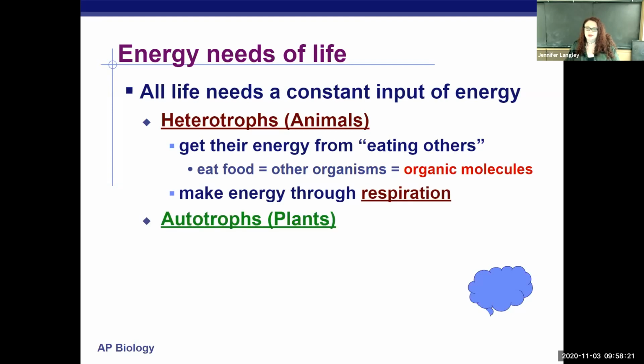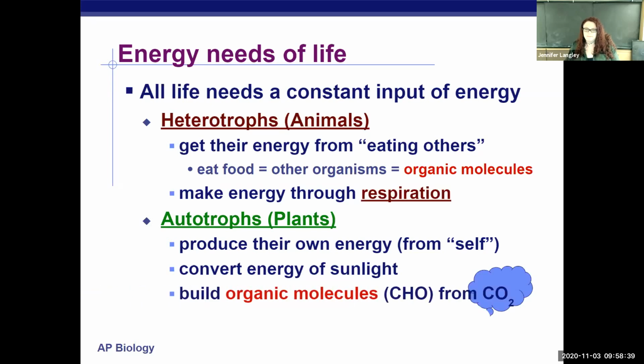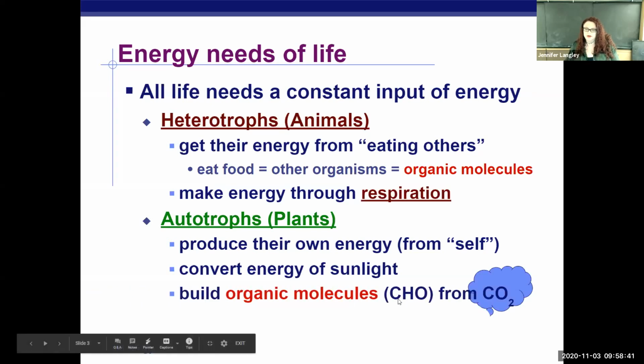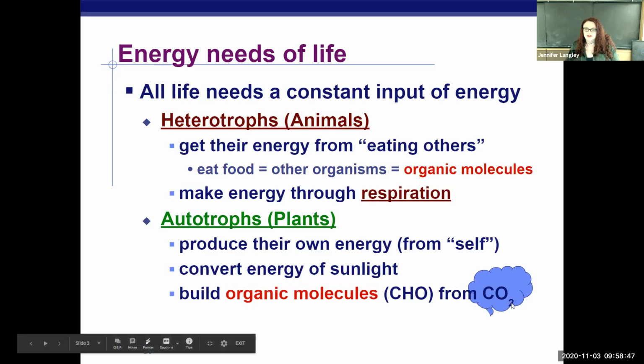Now, autotrophs are plants. Okay, they produce their own energy, auto meaning self. So these are self-feeding, not as in eating yourself, it's more self-feeding. And they do that by converting the energy of sunlight into something usable. They can build organic molecules. Remember, C, H, and O, those are our big ones for our organic molecules, from carbon dioxide.